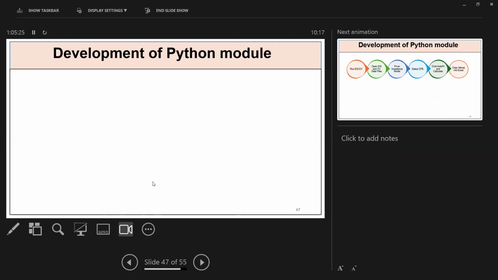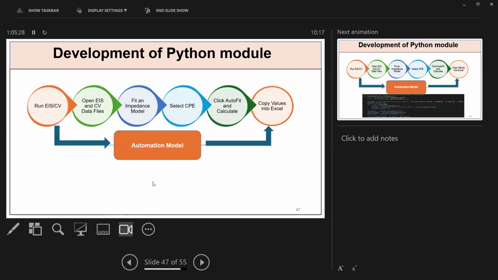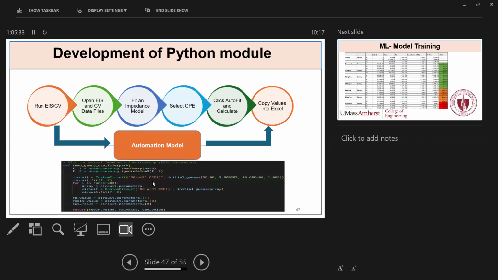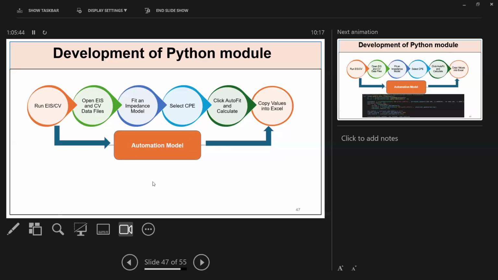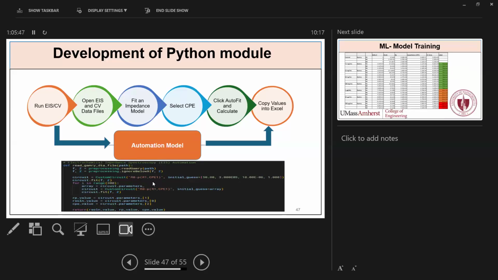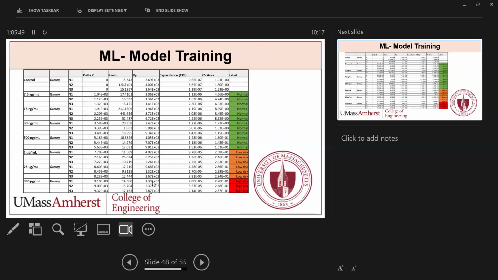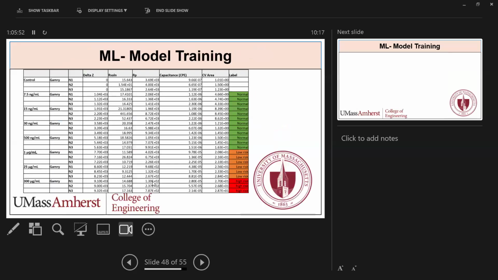So for our experiment, first we developed a Python automation model. We opened the EIS and CV data files and fit them into an impedance model, selecting CPE. We wrote a Python code, ran the automation model, and trained the model with different parameters. This is just an example, and you may think it is a small set.